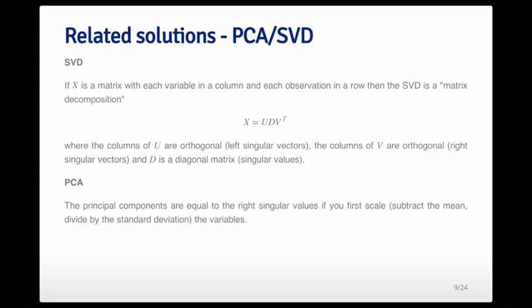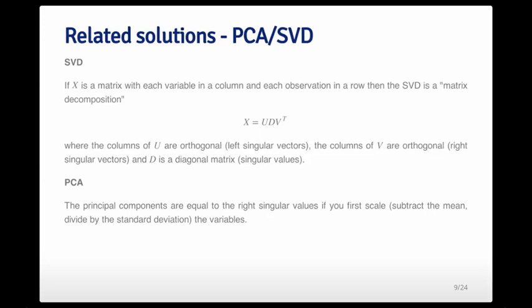If you have a matrix X that's formatted in this way, then the singular value decomposition, or the SVD, is a matrix decomposition which decomposes the original matrix into three separate matrices. One is called U, one is called D, and the other is called V. The columns of U are orthogonal, so they're independent of each other. They're called the left singular vectors. The columns of V are also orthogonal, and they're called the right singular vectors. And D is a diagonal matrix which contains the singular values. That's the basic idea of the singular value decomposition.